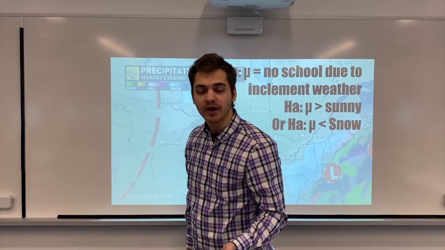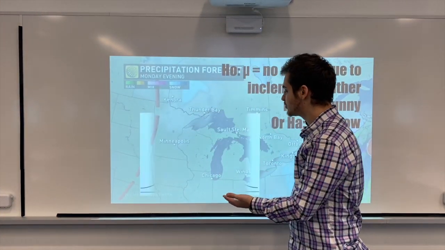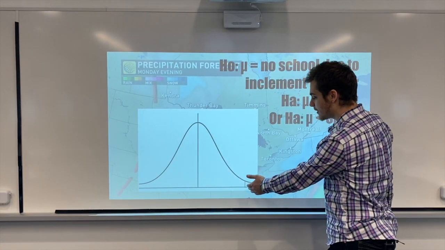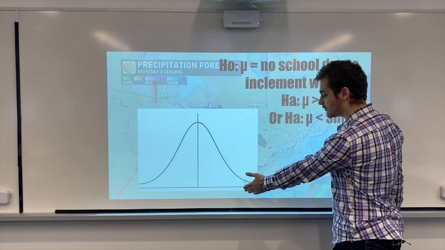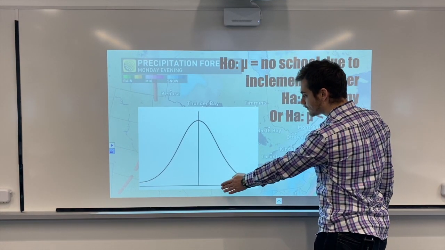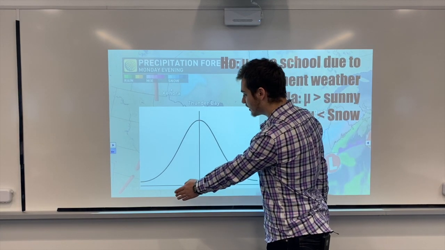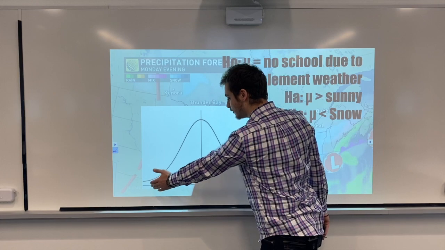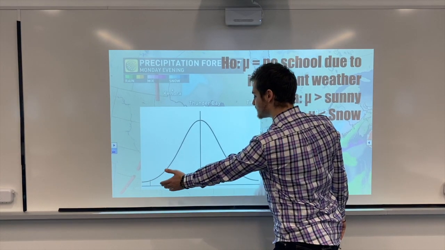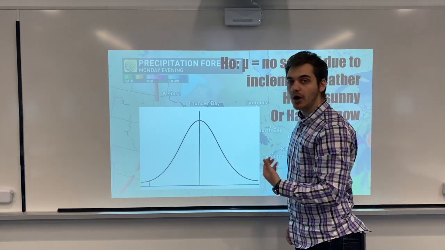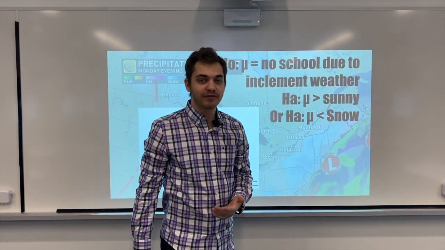Now, to look at things better, I have my normal distribution curve over here. If I want to look at things greater than sunny, my mu will be over here. If I want to reject the null hypothesis, my p-value will be somewhere over here. But if I'm looking at things less than snow, my mu will be over here, and if I want to reject the null hypothesis, my p-value has to be somewhere over here. I hope you understand it very quickly and very easily.